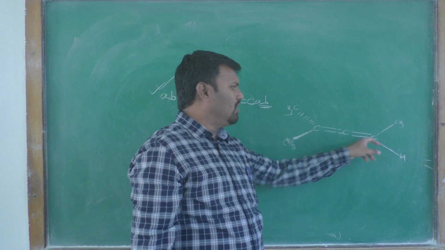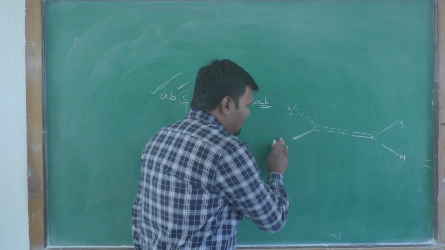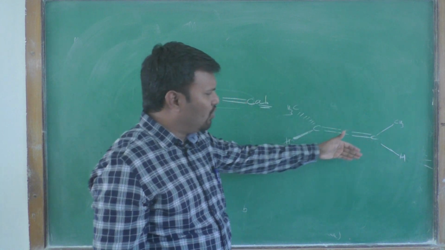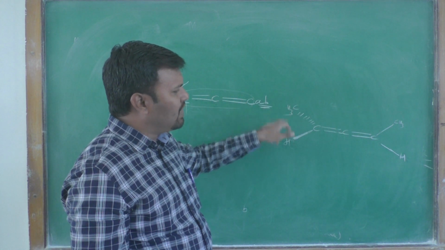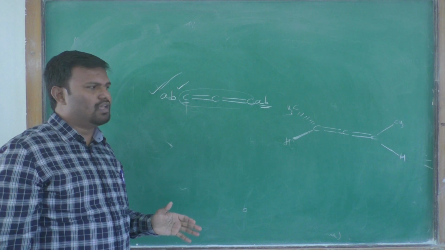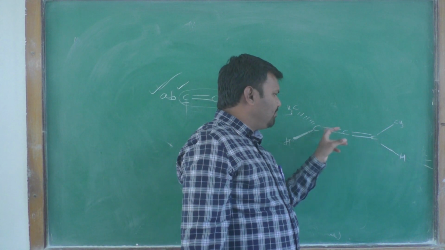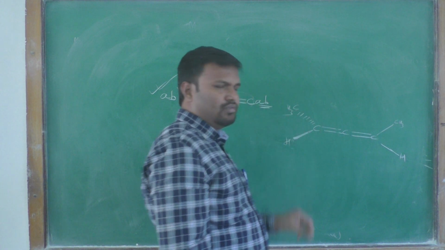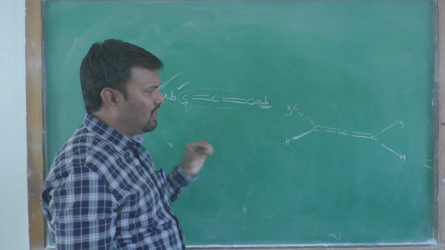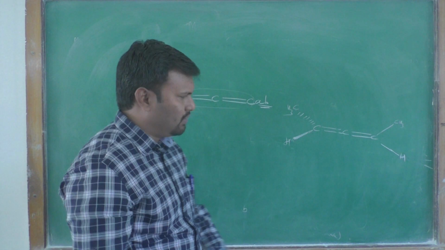Both terminal ends should have different groups. Okay, suppose it has hydrogen, and when you try to pass the plane, it does not divide the molecule into equal halves. Therefore, the condition is that the terminal carbons carry different groups. Then your allene should be optically active. These two groups should be different.